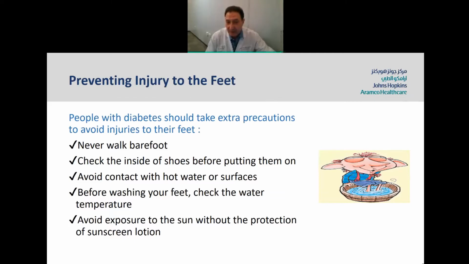Avoid contact with hot water or surfaces, because you cannot tell how hot the water is and you can cause a burn in the feet. Always check the water with your elbow. Before washing your feet, check the water temperature. Please do that with your elbow, not with your foot. Avoid exposure to the sun without the protection of sunscreen lotion, as the sun will cause blistering and burns to the feet when not protected.